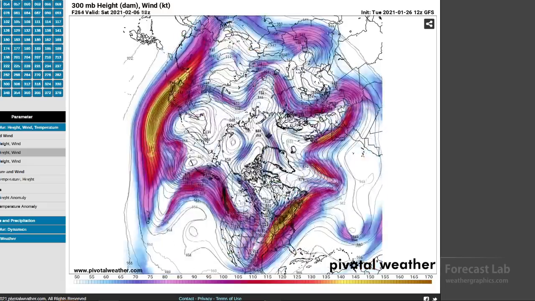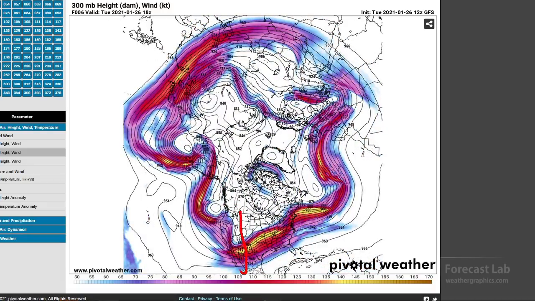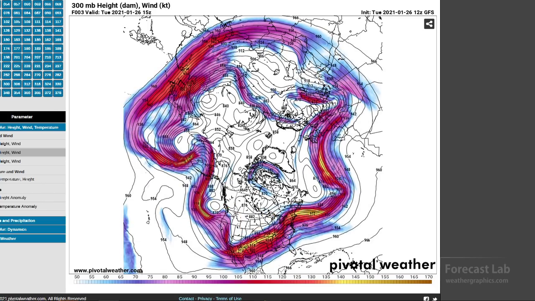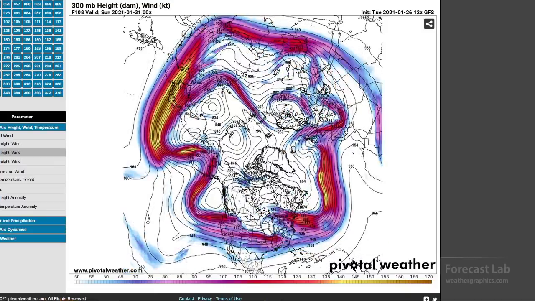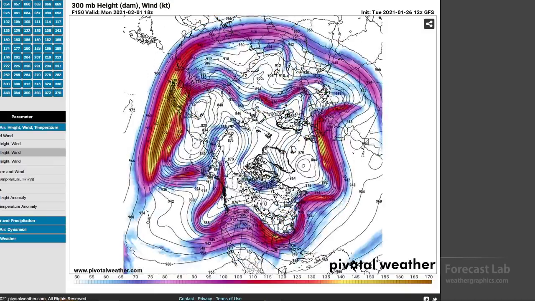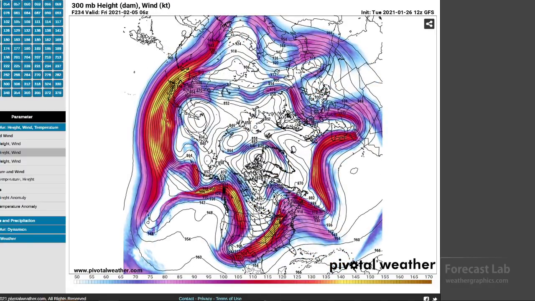And of course, what we'll be dealing with is the smaller scale waves, and you can see that there's just kind of a whole train of them, just one after the other. These are all troughs in between the ridges, and they just kind of steamroll across the U.S., one after the other. So we're going to have a lot of changeable weather for the next couple weeks, and that'll give us a lot to focus on here on Forecast Lab.